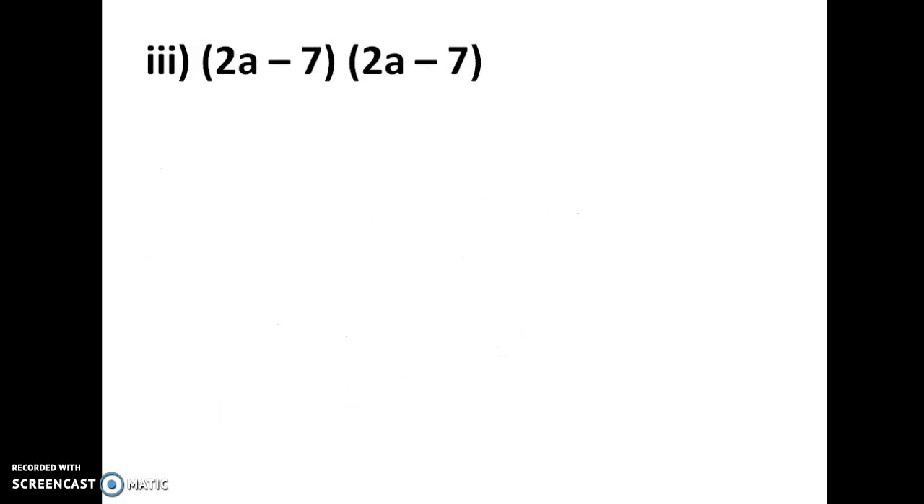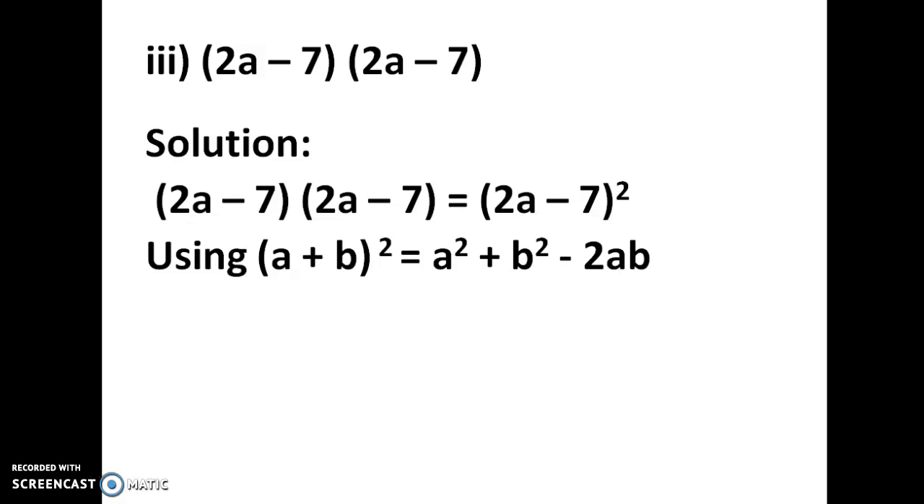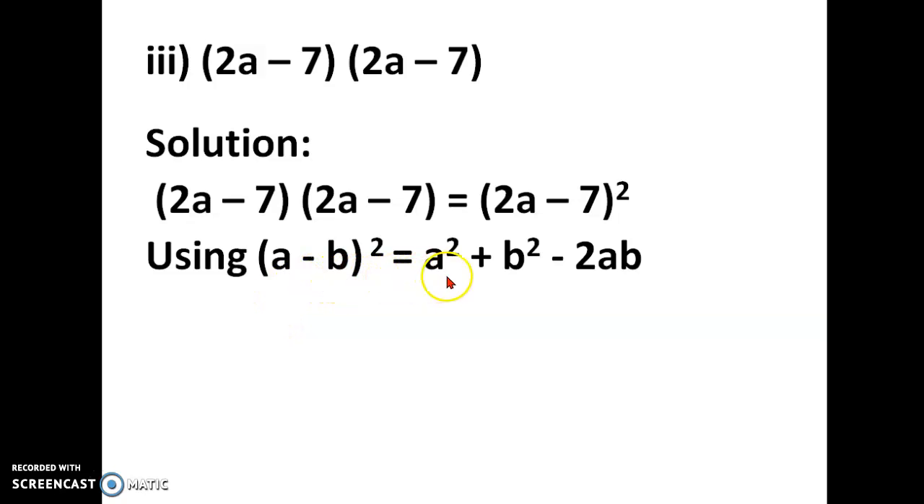Then the third subdivision, (2a − 7)². Here we can see that you have a minus sign. So this is of the form (a − b)². (a − b)² = a² + b² − 2ab. So here a is 2a and b is 7.